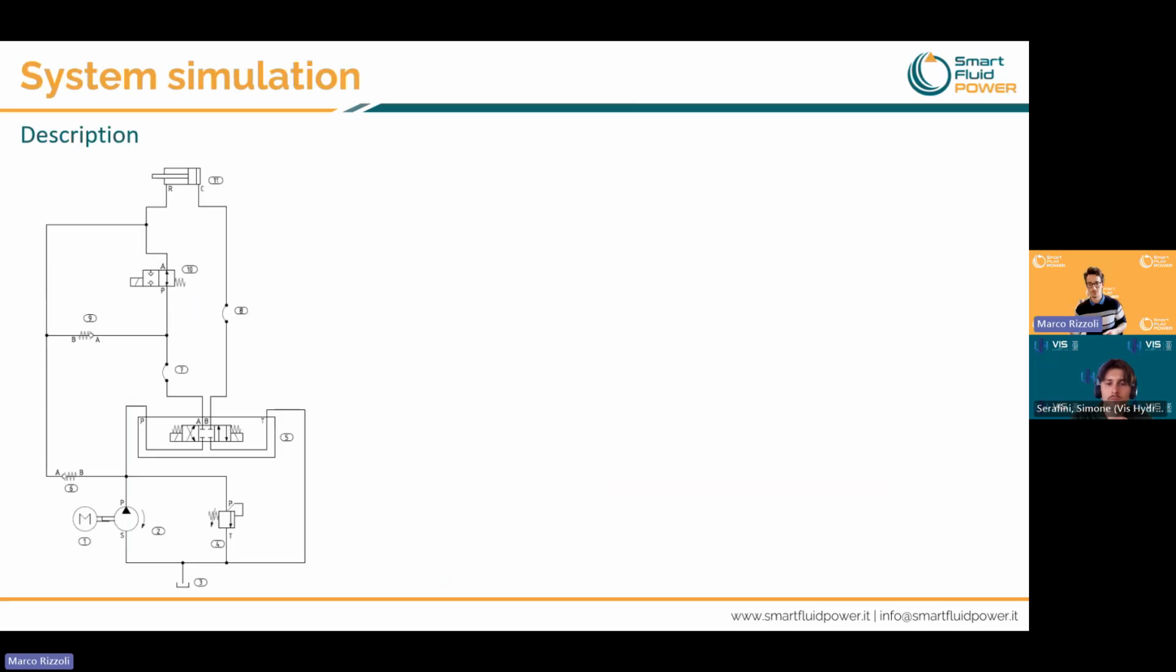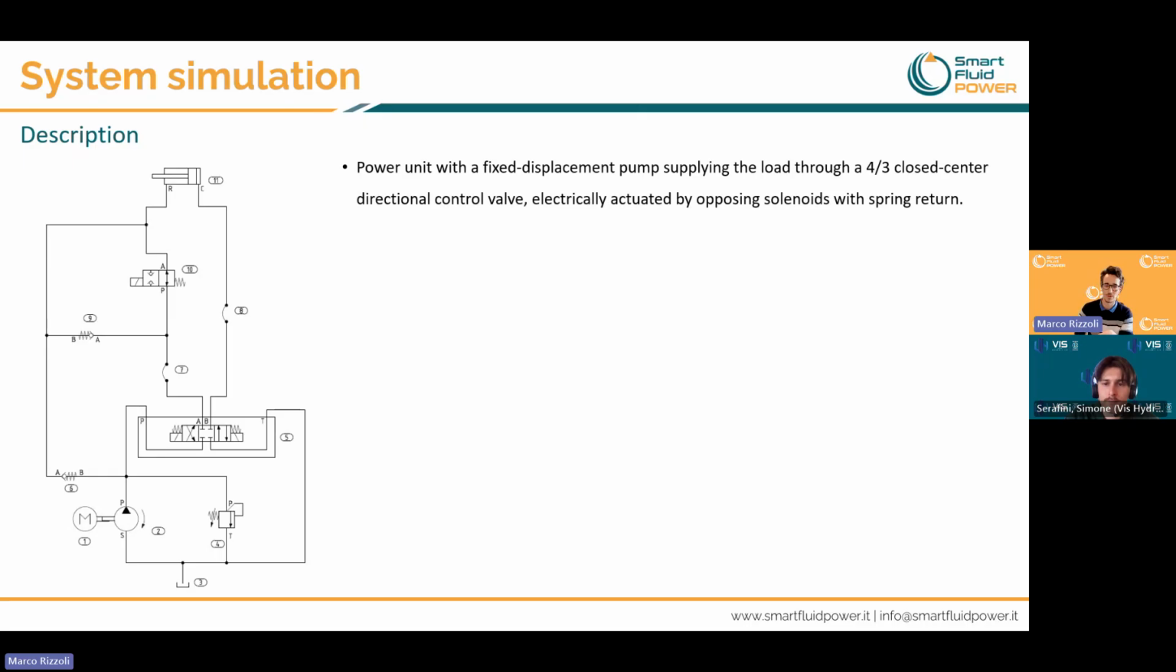Okay, we can move to today's example, that is the simulation of this type of circuit that describes a system with a regenerative system. Starting from the power unit, here we have a fixed displacement pump controlled by a relief valve that discharges the extra flow rate.